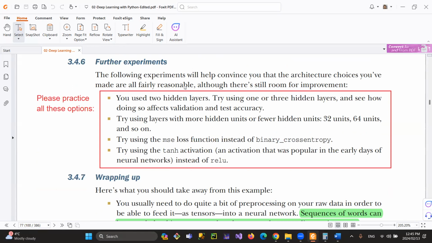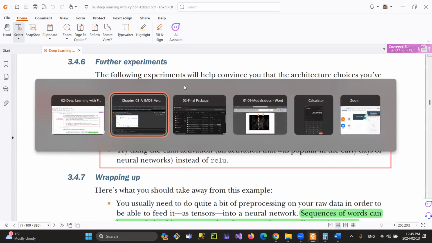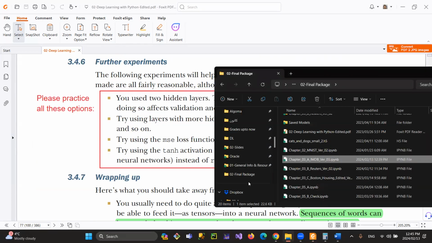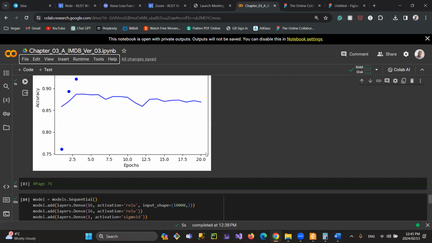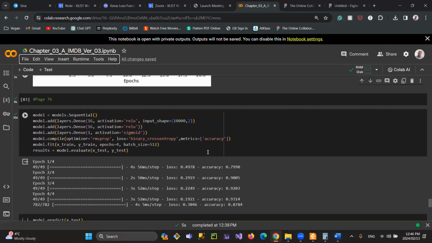So before we get any further, it says that for further experiments, what we need to do, and actually I tried several things. Guys, I have provided some stuff for you, but let me just tell you a fact for those who like to seriously continue deep learning.